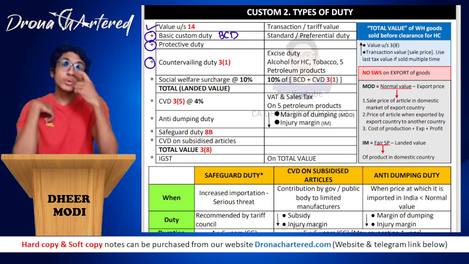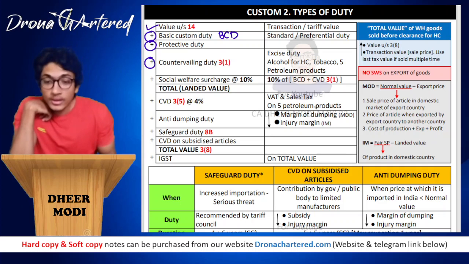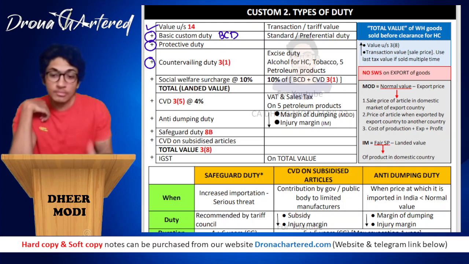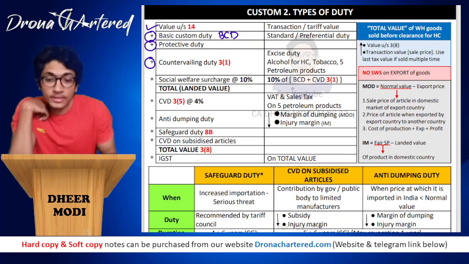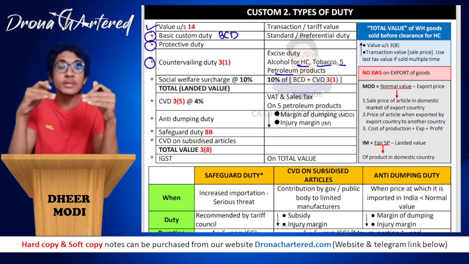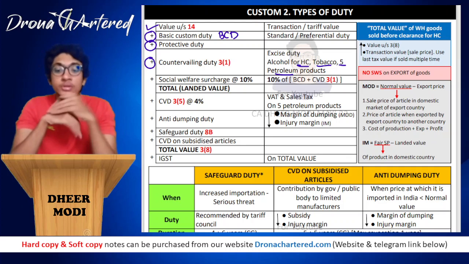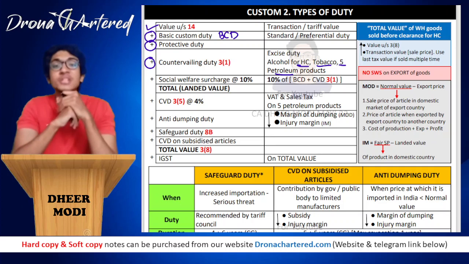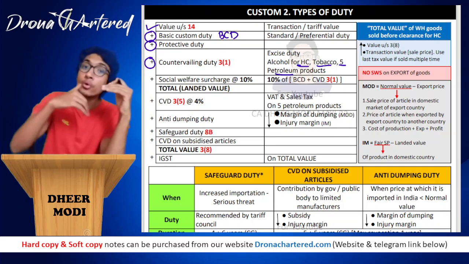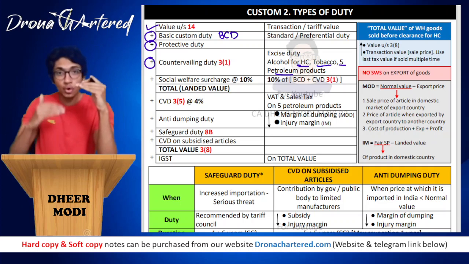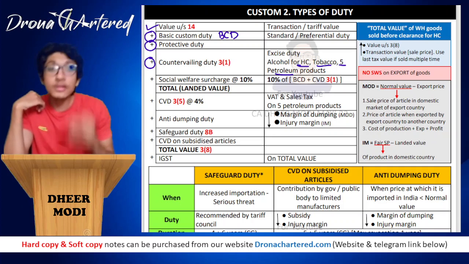Now, countervailing duty is section 3(1). So, countervailing duty is what duty? This is basically your excise duty. So it is used to replace your excise duty. So alcohol for human consumption, tobacco, your five petroleum products. Since there is excise duty applicable on these goods in India if they are manufactured in India, to bring your imported goods at par with Indian goods, the cost, we are adding this. So therefore, there is a countervailing duty, that is your section 3(1).